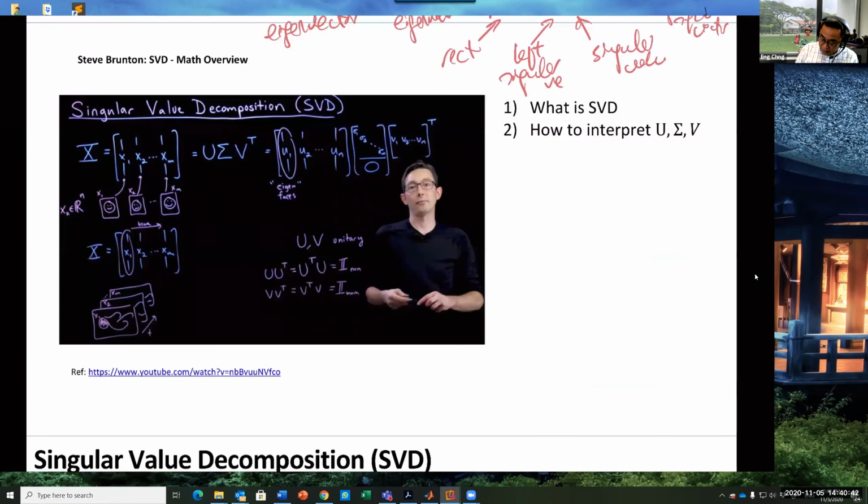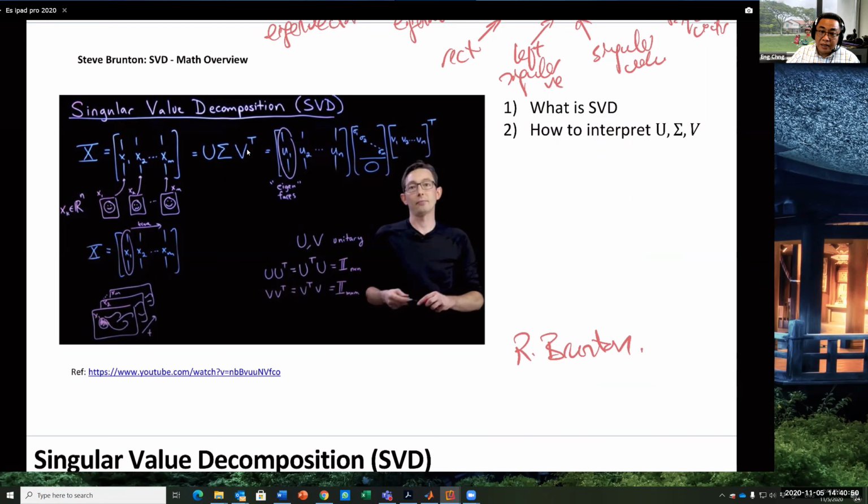This is Steve Brunton, and he does a much better job. I'm not ashamed to say he does a much better job describing SVD than I ever can. So what I would suggest to you is to look at this, and then it will come out understanding that we have three matrices, and it looks like this.